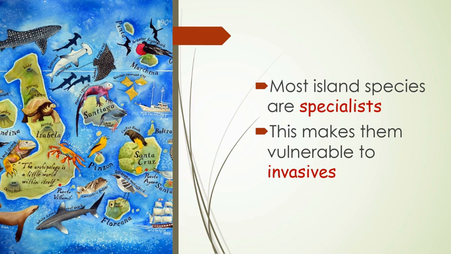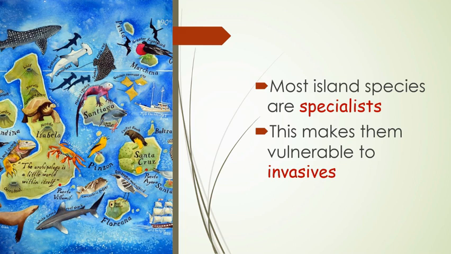Because of what happened at Guam, other island states or even nations, for example Hawaii, are very careful about checking ships and planes that arrive at the islands and making sure that nothing has hitched a ride on any of those ships or planes.